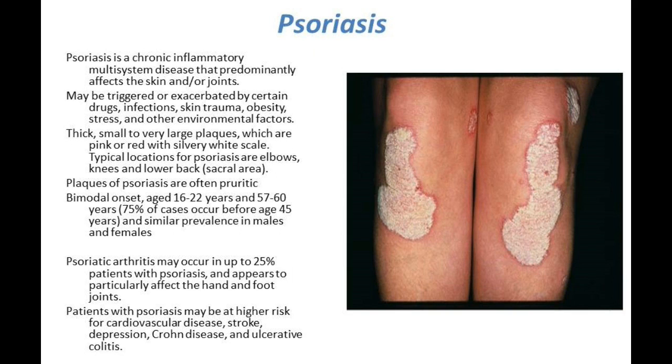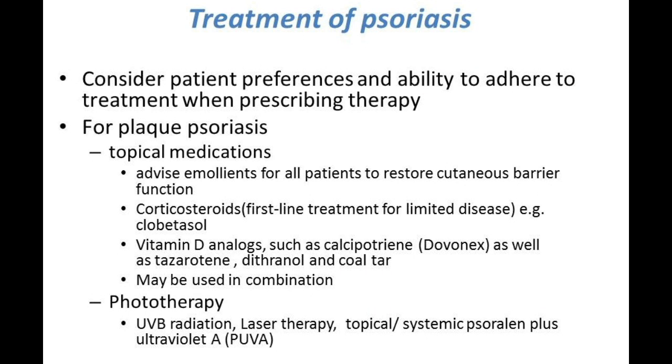There's a bimodal onset, so at a younger age of 16 to 22 years of age and 57 to 60 years of age, although the majority of cases actually occur before the age of 45. So psoriatic arthritis may occur in a quarter of the patients, particularly affecting the hand and the foot joints. Patients with psoriasis have been known to be at a higher risk of cardiovascular disease, stroke, depression, Crohn's disease, and ulcerative colitis. So in the treatment of psoriasis, consider patients' preferences and ability to adhere to treatment.